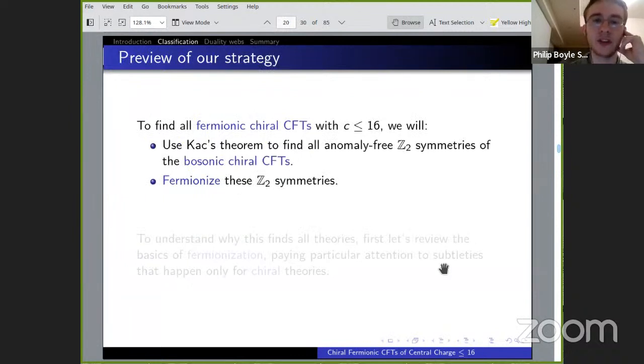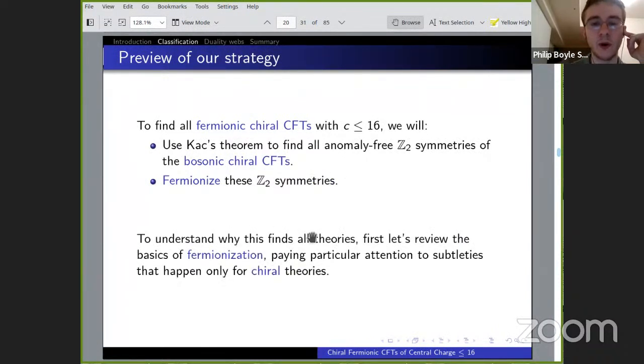So the preview of our strategy is to find all fermionic chiral CFTs at c less than or equal to 16: we will first use Kac's theorem to find all anomaly-free Z2 symmetries of the bosonic ones, and then fermionize them. Now, to understand why this finds all theories, rather than just constructing a subset, let's review the basics of fermionization. The novelty here is that we'll pay particular attention to subtleties specific to theories whose central charges differ between the left and the right, which includes, as a special case, purely chiral theories.